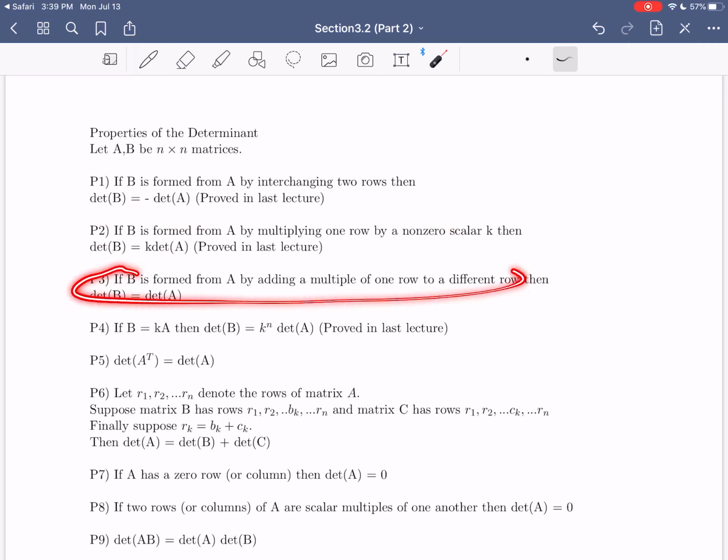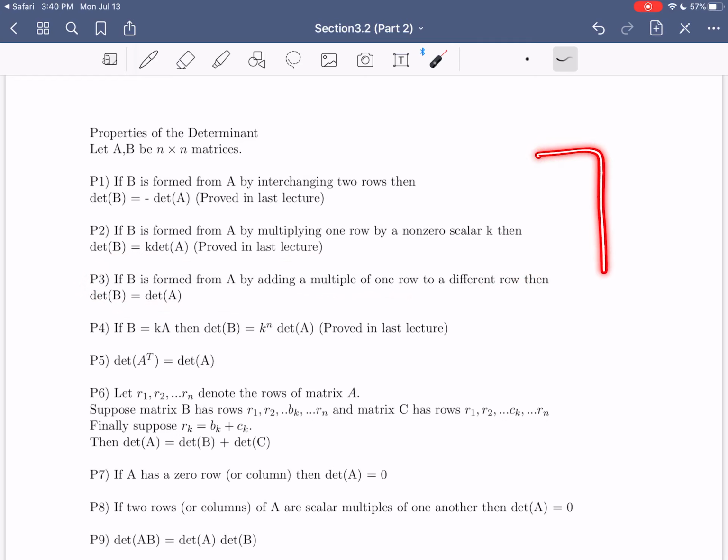Property 3, which was the last one about the elementary row operations, said if B is formed from A by adding a multiple of one row to a different row, then the determinant of B is equal to the determinant of A. Now, we stated and used this a bunch in the last video, but we haven't actually proved it. And actually, we're going to prove several other little properties just so that we can prove this one, because I think it's most important that you see the proofs of these first three, because, like we said, we really want to understand how the elementary row operations impact the determinant.